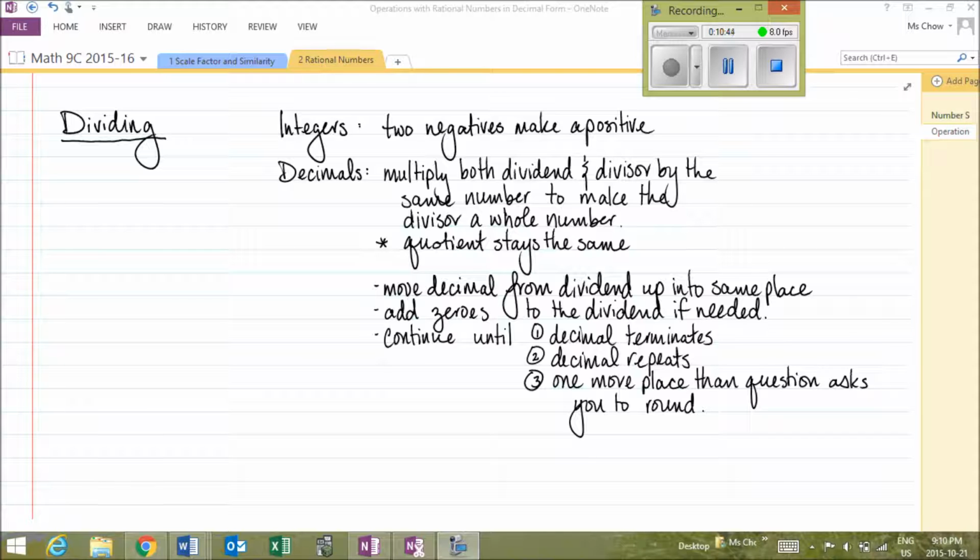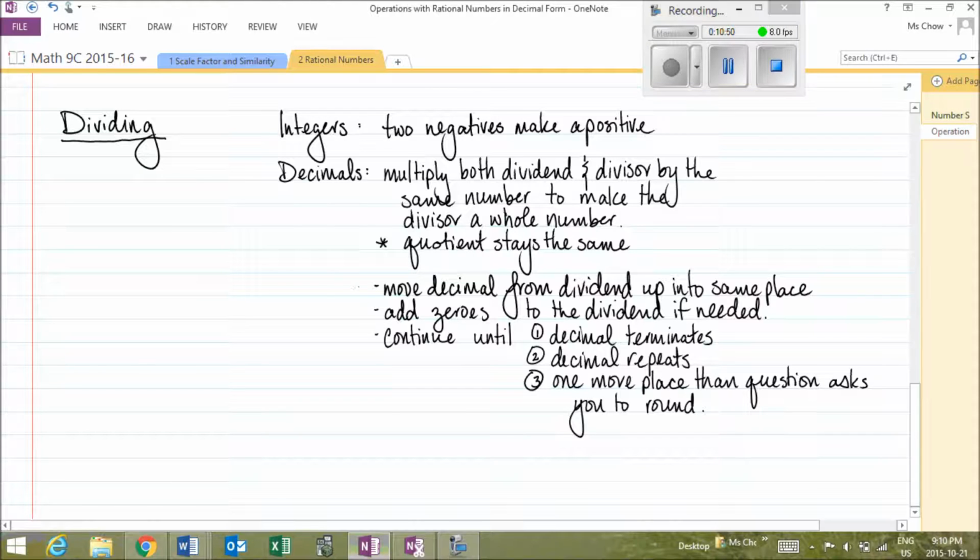We don't care about whether the dividend has a decimal, because we can easily adjust that right here by moving the decimal from the dividend up into the same place in the quotient. Even though you're multiplying the dividend and the divisor by a number, the quotient will still stay the same. So we'll go through some examples with that as well, just to take note, and I'll mention them as well. So add zeros to the dividend if needed.